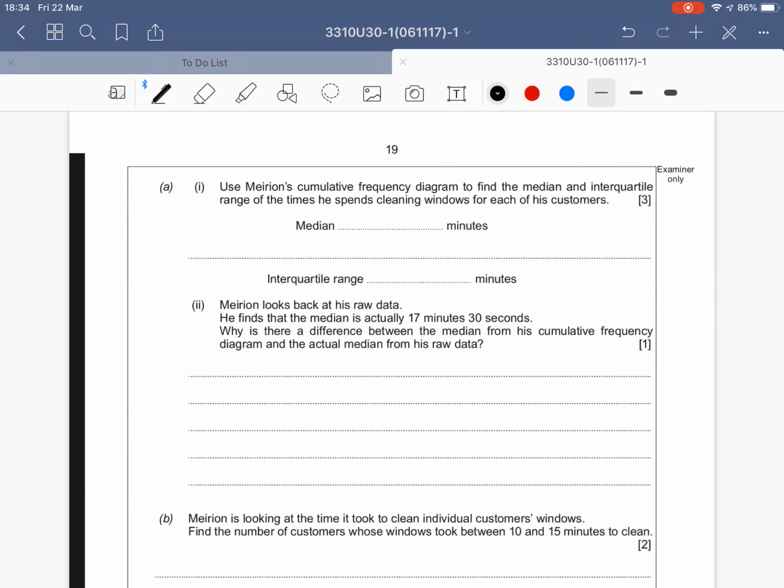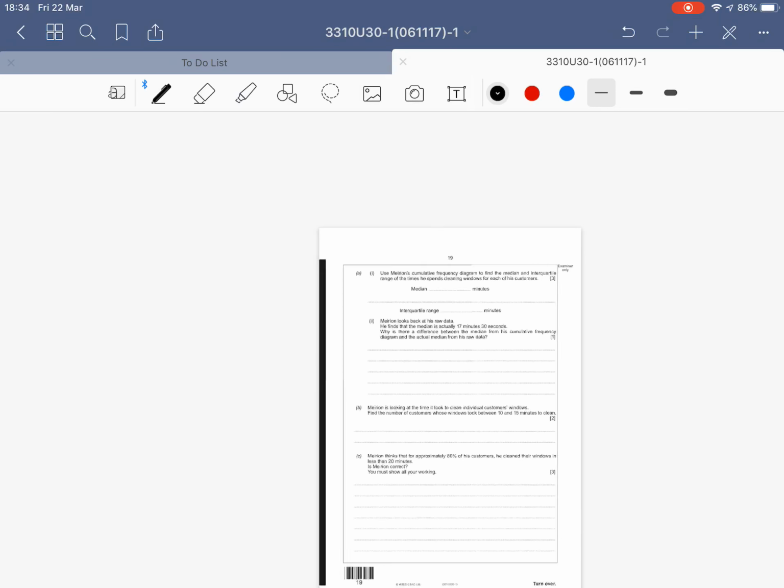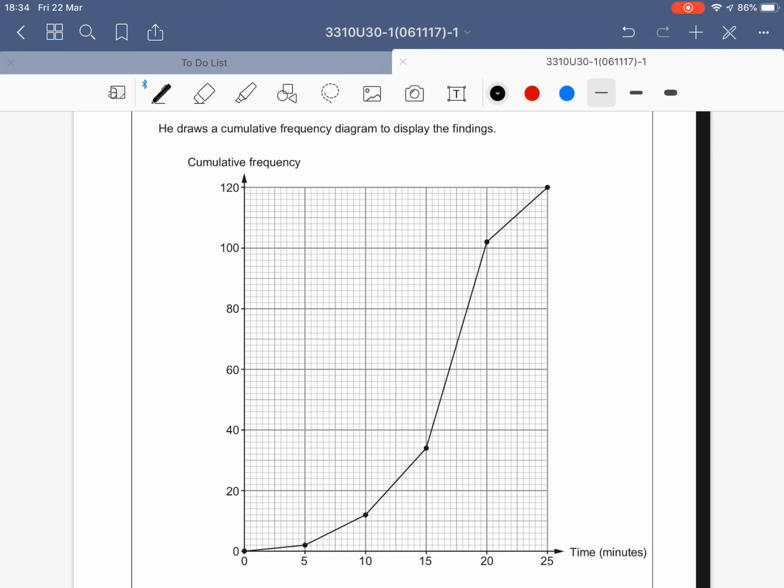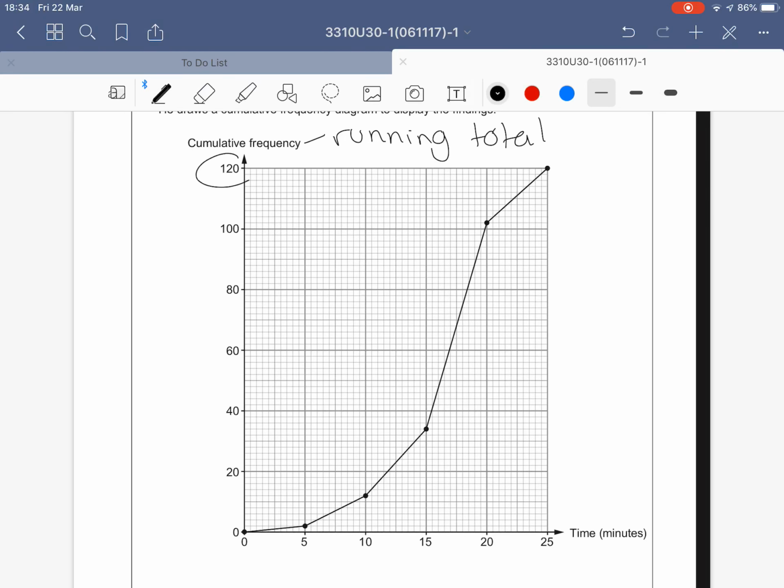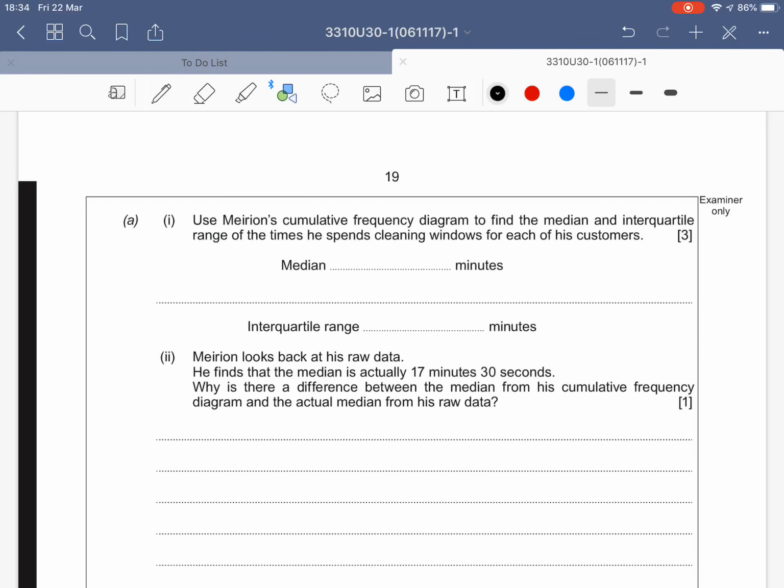So what we're going to do: we've got to use a cumulative frequency diagram to find the median and interquartile range of the times. Right, the median is the middle. Cumulative frequency is a running total, so that means they keep adding up their frequency each time. Therefore there's a maximum of 120 people. Median would be the middle, so half of that is 60. So I need to go across from 60 and read down: 15, 16, 17. I'd say the median there is 17.